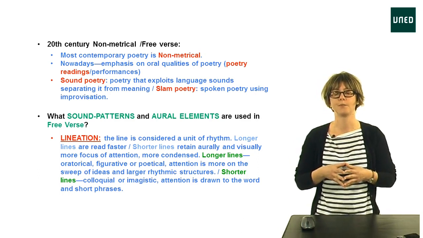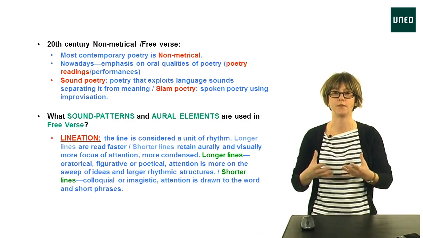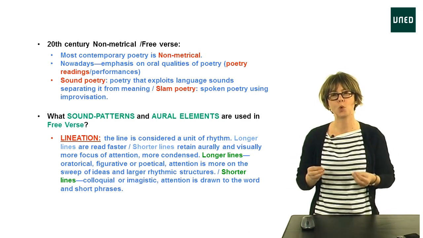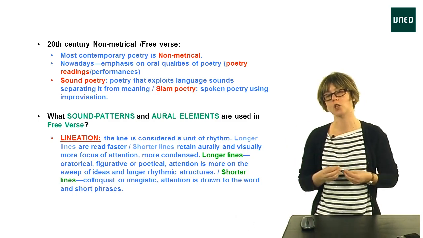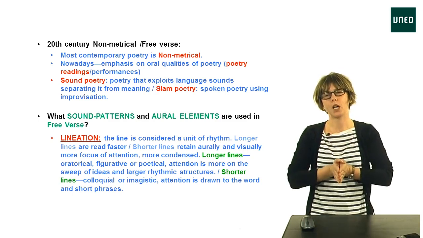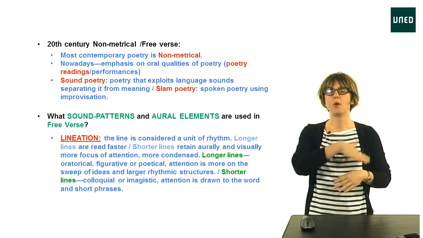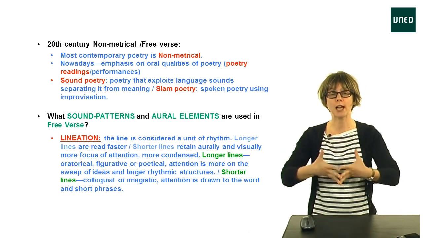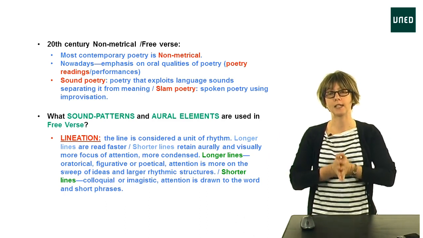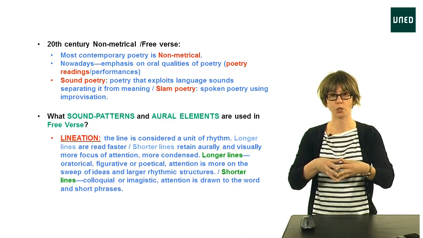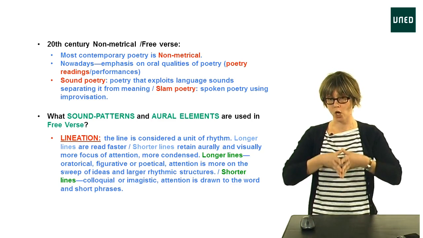They're more condensed. Longer lines tend to be more oratorical, figurative, or poetical, and attention is more on the sweep of ideas and on larger rhythmic structures, following a kind of the rhythm of breathing somehow. Shorter lines in free verse tend to be more colloquial or imagistic, and attention is drawn to the word and short phrases. So rhythm in short lines tends to be sharper, okay?